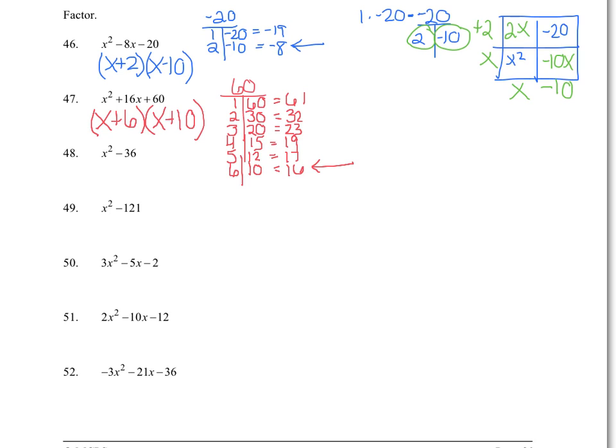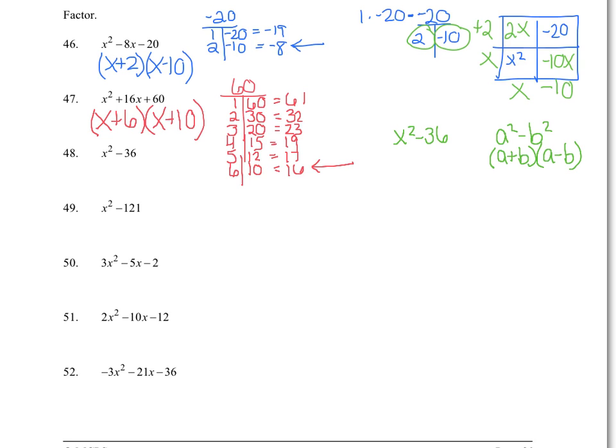My next one is a little bit harder. x squared minus 36. Now I could do factors of negative 36 that add to 0, but there also is a shortcut. When a squared minus b squared factors, it factors into a plus b times a minus b. This is how that middle bx term gets canceled out.